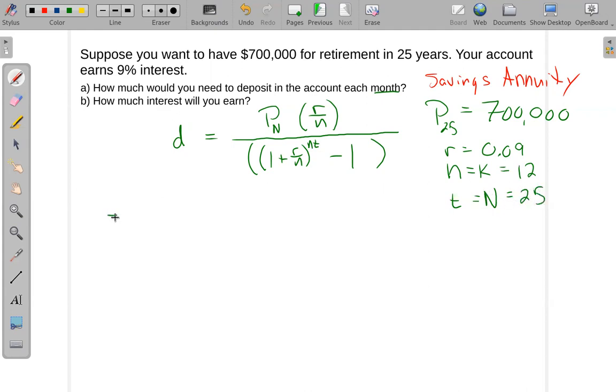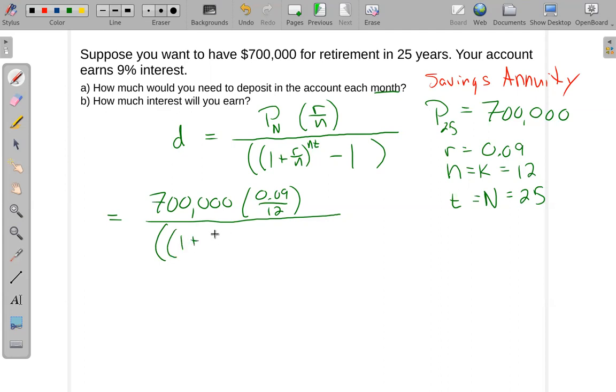So for this formula, I'm going to have my 700,000 that I desire for the future times my 9%, 9/100ths split into 12 months per year. And that is divided by my double parentheses here, 1 plus that 9%, 12 months per year, to the power 12 times 25, 12 months per year for 25 years. We subtract 1 from that after doing the power, close the parentheses on the whole denominator.